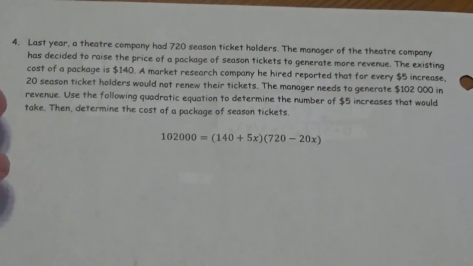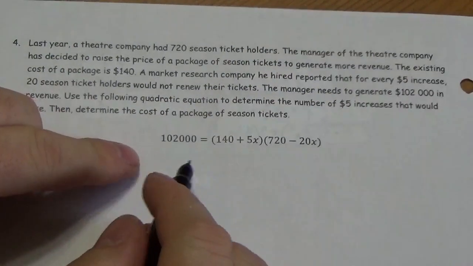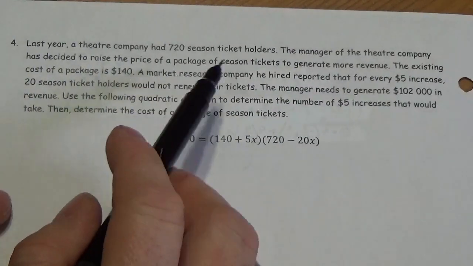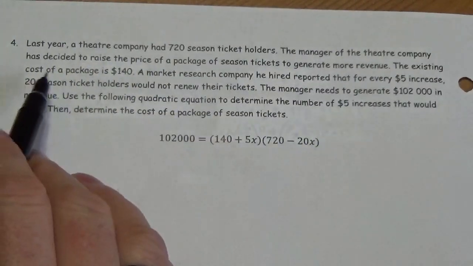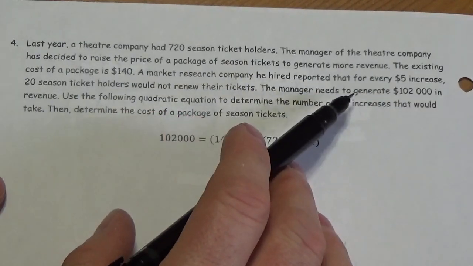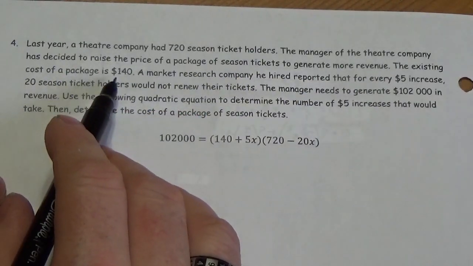And there we go. Okay, everybody, let's take a look at this next question. It's a bit of a long one. But the nice thing is the equation is given to us here, so that's cool. It says, last year a theater company had 720 season ticket holders. The manager of the theater company has decided to raise the price of the package of season tickets to generate more revenue. The existing cost of the package is $140.